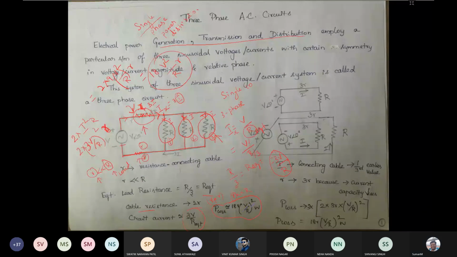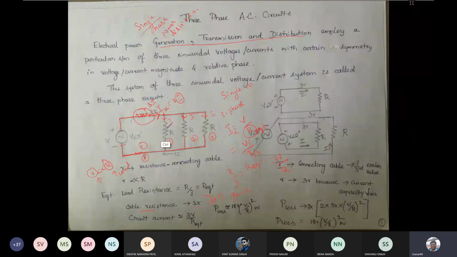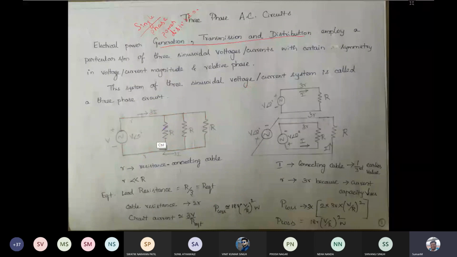So instead of having a single source, we will try to supply 3 loads with 3 sources. Here we are supplying 3 loads with a single source in the left hand side circuit, whereas in the right hand side circuit we have 3 sources, and we have individual loads for the sources. So now this is split.